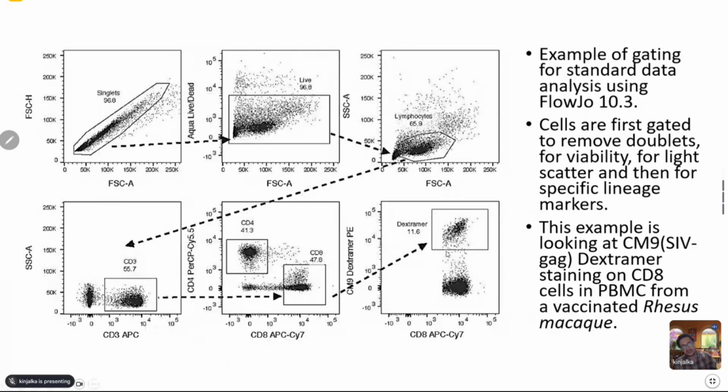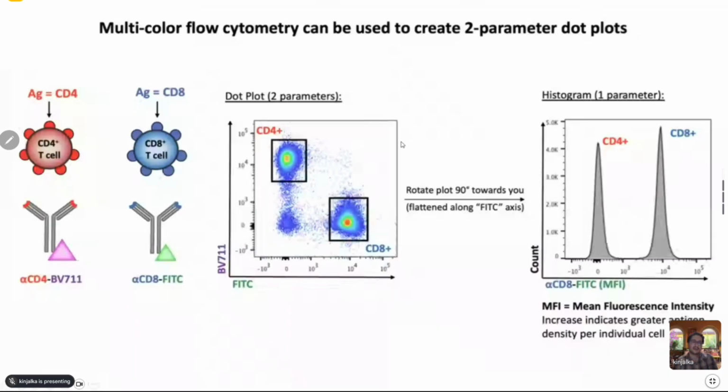Then again from here, they have identified two different antigens, dextramer 11.6, for staining on the CD8. They've used that, and over here, these are the fluorophores that are being used. So multicolor flow cytometry can be used to create these kinds of two-parameter dot plots. They're called dot plots. And you have a histogram where the amount of intensity gives us the number of cells that are there. So you can see from this that there are more CD8 positive cells than CD4 positive cells.